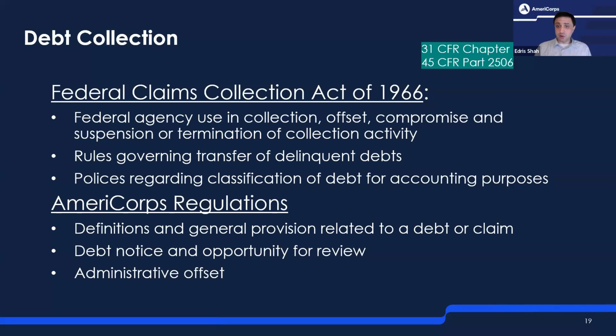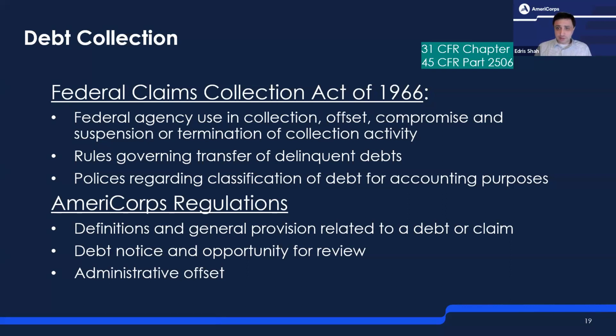The Federal Claims Collection Act also provides governing rules for the transfer of delinquent debts. For example, when a debt is not paid on time, it will be managed by the Department of Treasury. There are specific procedures for which the Act provides these guidelines. And again, it sets requirements for policies regarding classification of a debt for accounting purposes. For example, if a debt is deemed uncollectible, it provides guidance on how to write that off in the accounting of that particular federal agency.